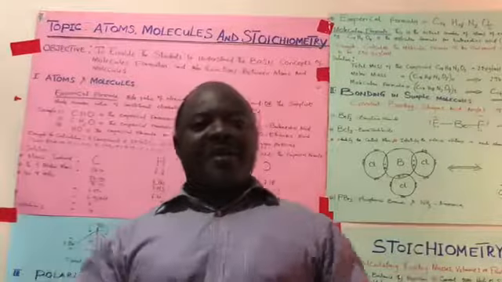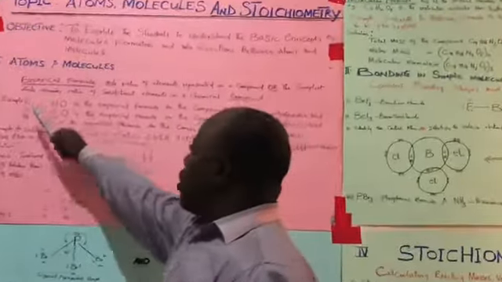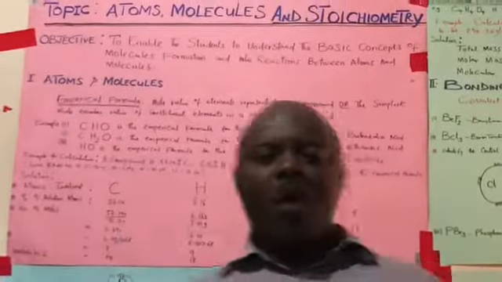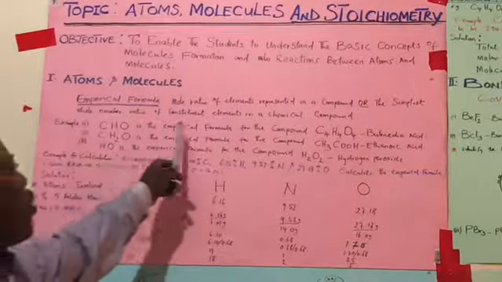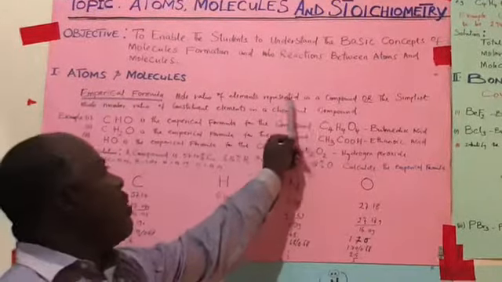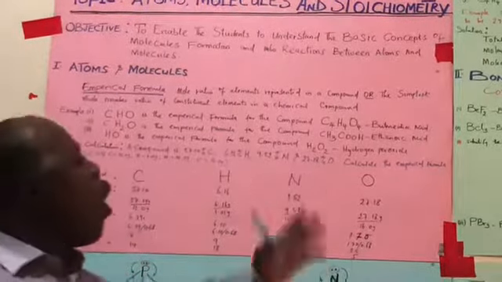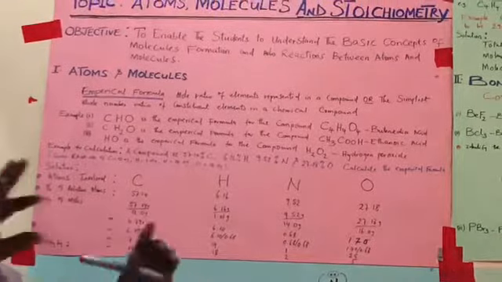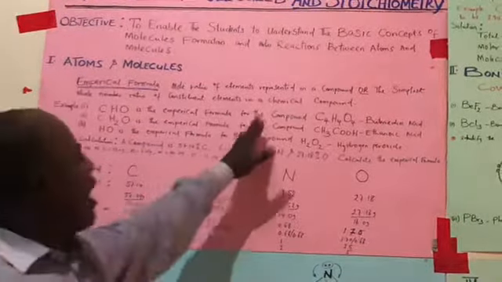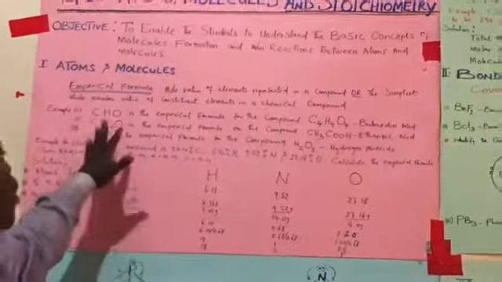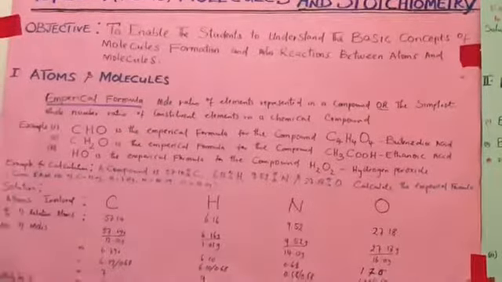Thank you, welcome back. As I told you the other time, we are now going to look at what we call empirical formula. What is an empirical formula? An empirical formula is the mole ratio of elements represented in a compound, or what we call the simplest whole number ratio of constituent elements in a chemical compound.